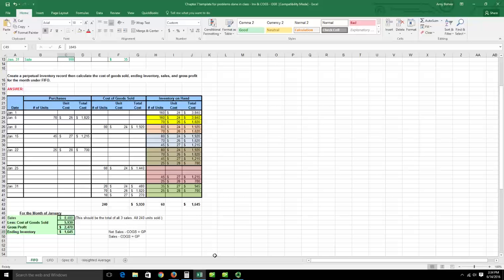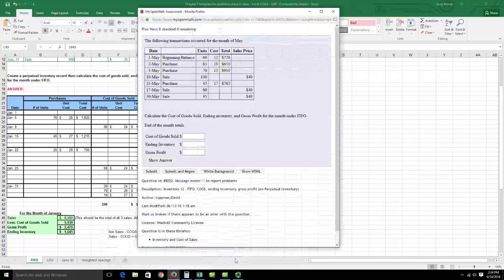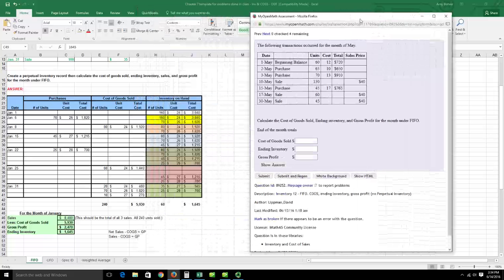And then you can go back to My Open Math once you've figured this out on a separate sheet of paper, and you can fill those numbers in. And your numbers will be different here because these numbers are different from my example. But all My Open Math is asking you for are these three numbers down here, your cost of goods sold for the month, and that's the cost of goods sold for all of the sales for the month.